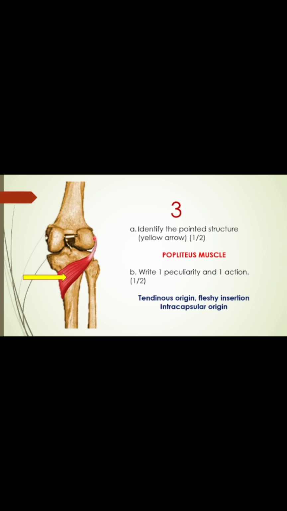So because of that, it is referred to as the key to the knee joint. Since it unlocks the locked knee, it is known as the key to the knee joint. It also helps in flexion of the knee joint, and also since it is present between the lateral meniscus and the fibular collateral ligament, it protects the lateral meniscus from injury.